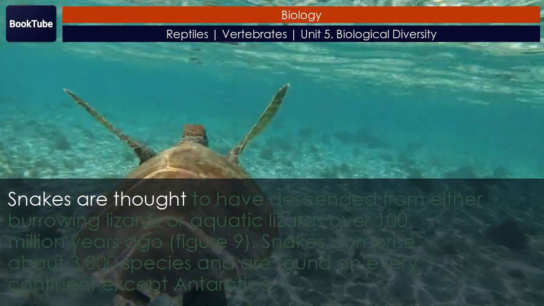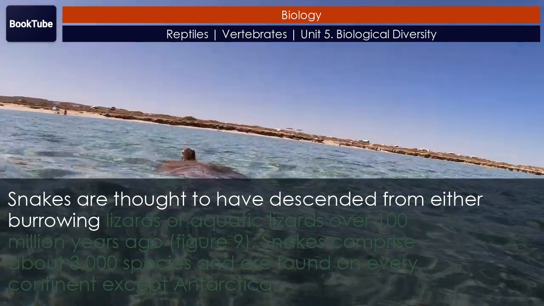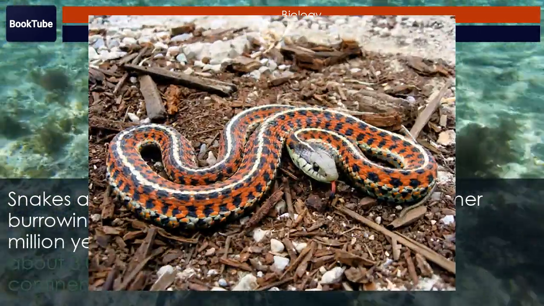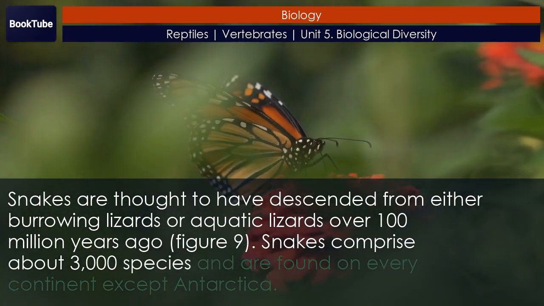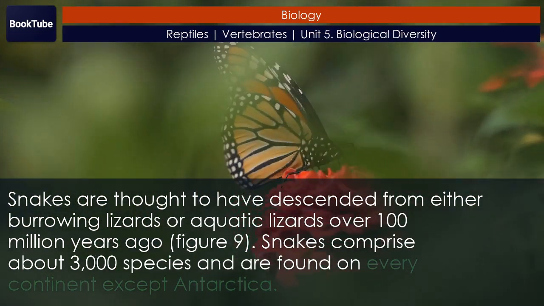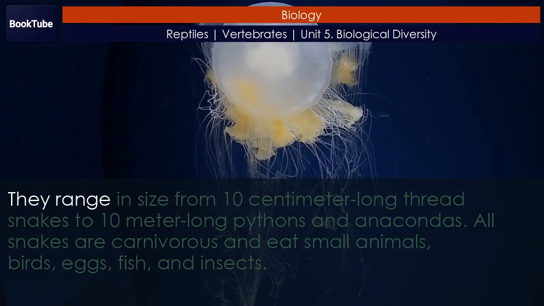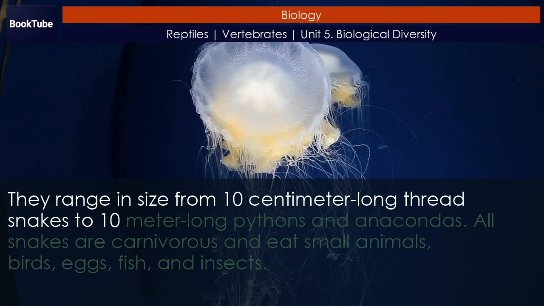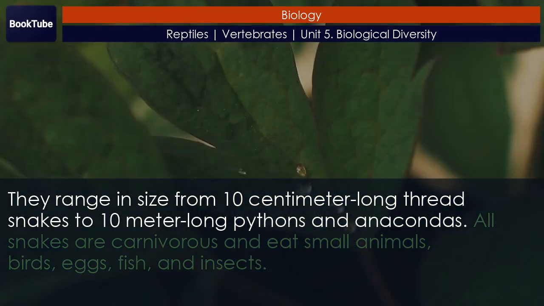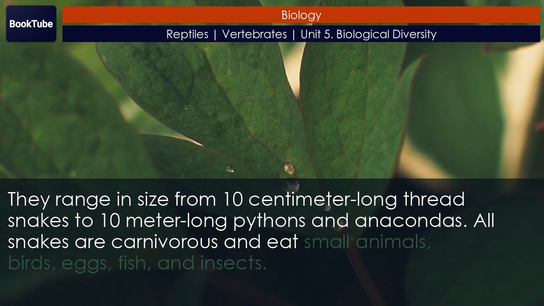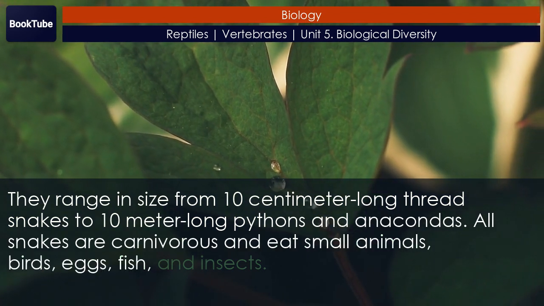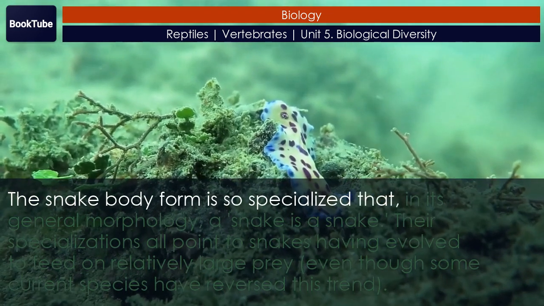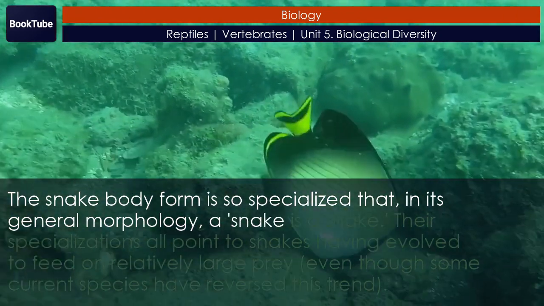Snakes are thought to have descended from either burrowing lizards or aquatic lizards over 100 million years ago. Figure 9. Snakes comprise about 3,000 species and are found on every continent except Antarctica. They range in size from 10 cm long thread snakes to 10 meter long pythons and anacondas. All snakes are carnivorous and eat small animals, birds, eggs, fish, and insects. The snake body form is so specialized that, in its general morphology, a snake is a snake.